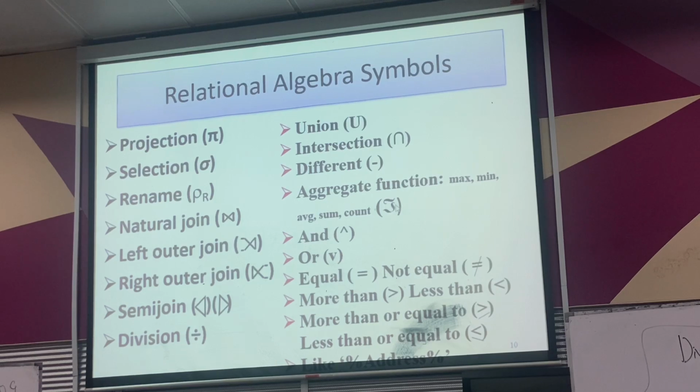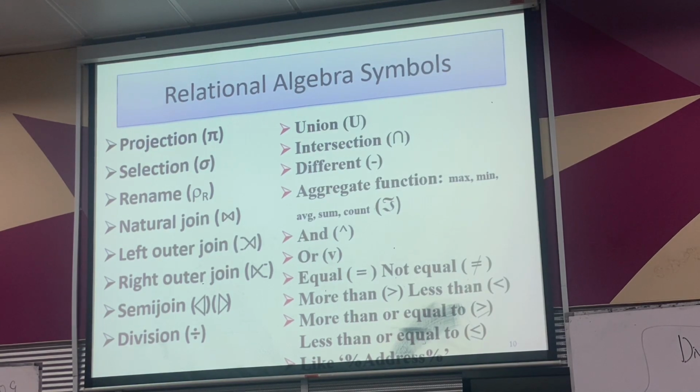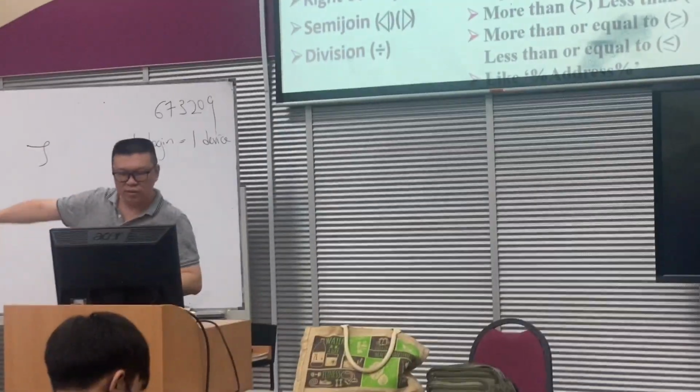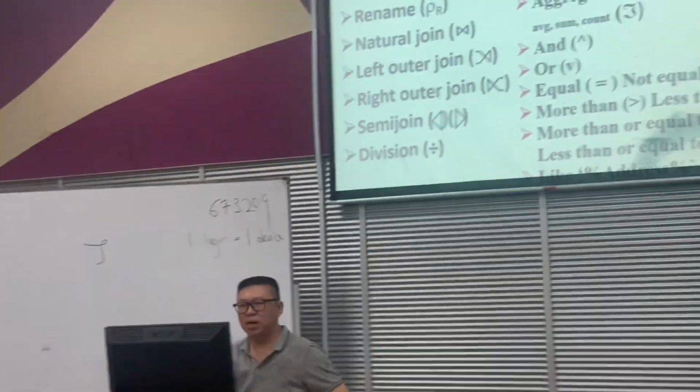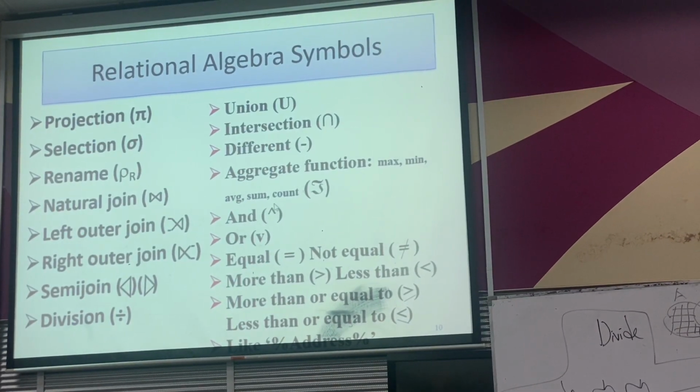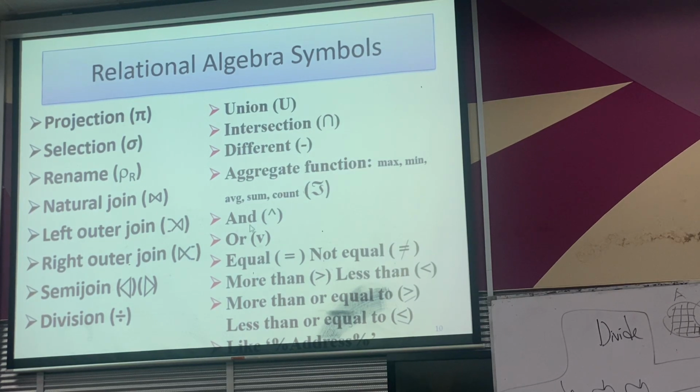The aggregate function symbol, the computer cannot draw, so I just simply put it like this. Actually, the symbol is like a script J. For the aggregate function, you've got maximum, minimum, average, sum, count. Then this is AND, this is OR. Then equal, not equal, more than, less than.